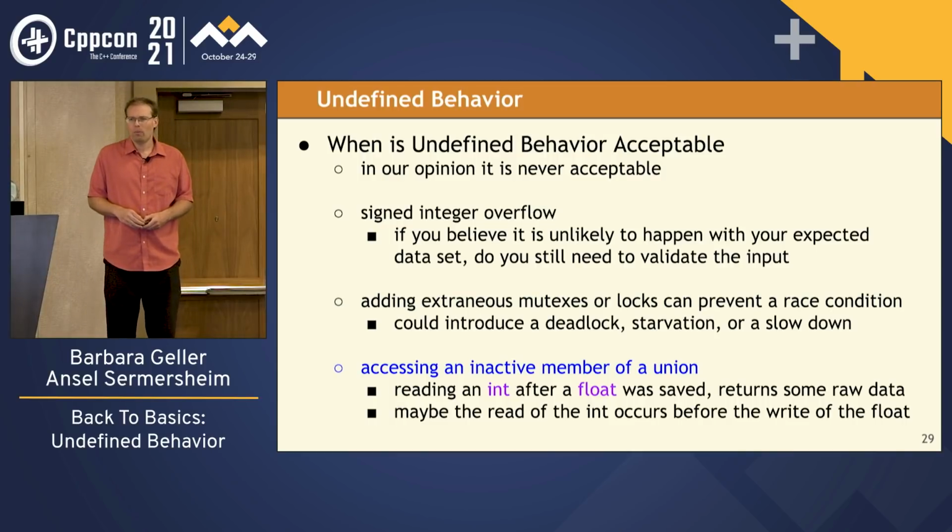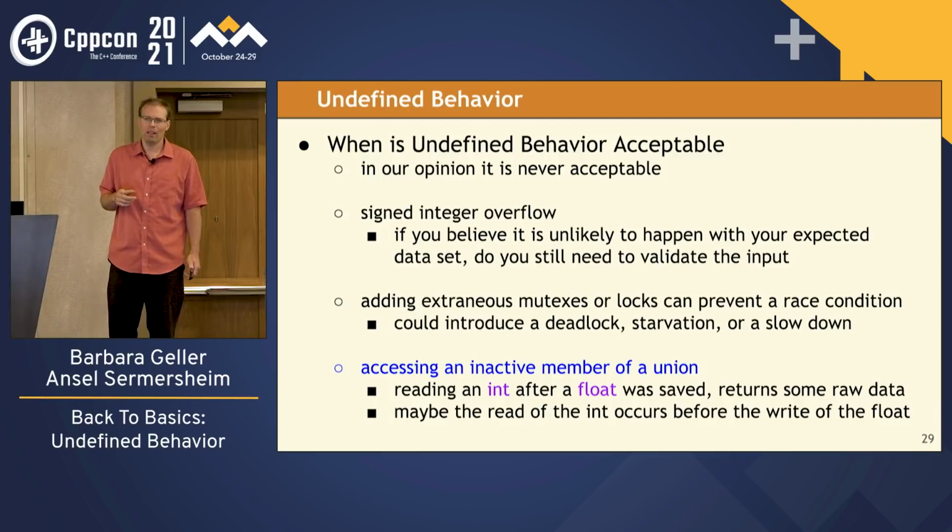This is one that shows up surprisingly often: accessing an inactive member of a union. If you save a float to a member of a union, and then you read from an int data member, that is undefined behavior. That is invalid according to the C++ standard. Some people occasionally used to use this on older compilers, and it usually worked if they wanted to get the bitwise representation of a floating point number on their particular architecture. But it's undefined behavior. The compiler is not required to do anything sane.